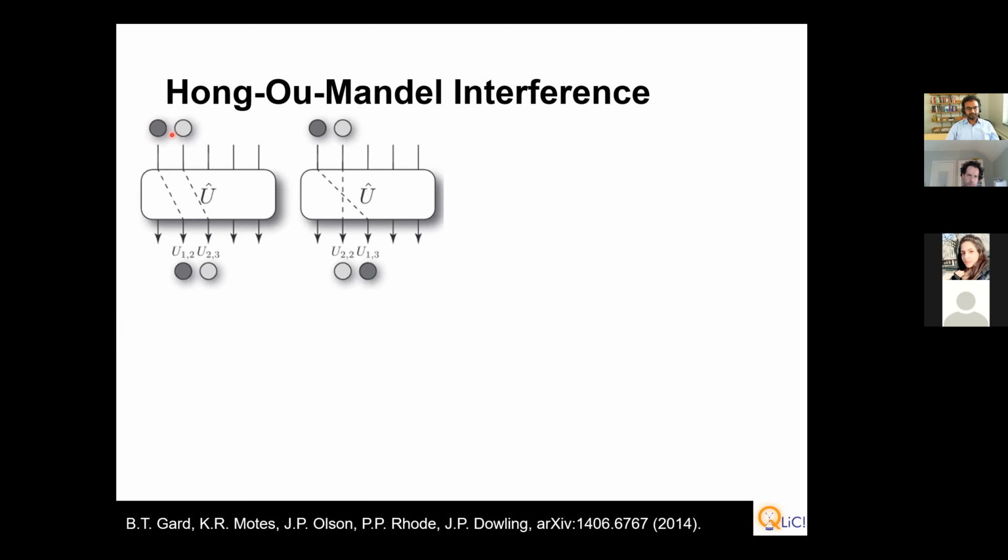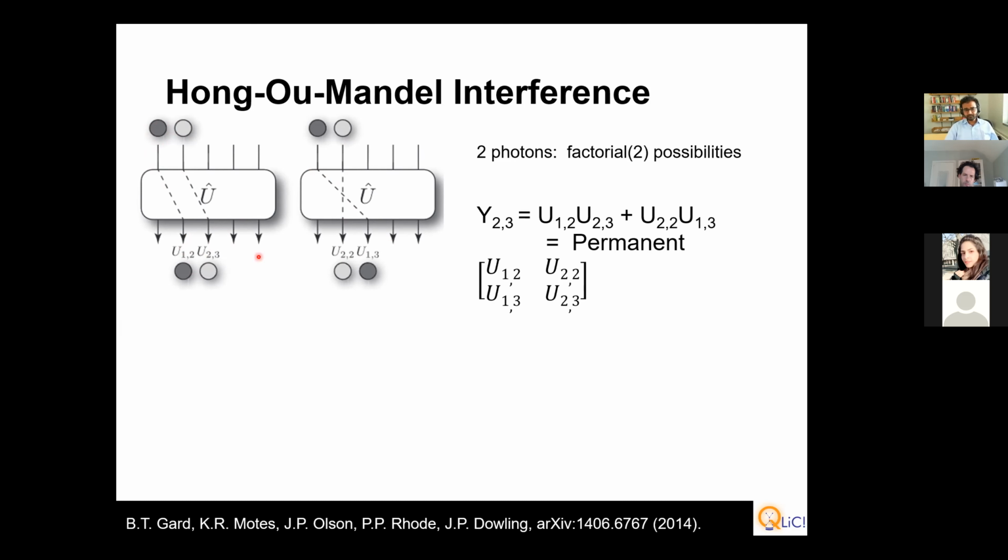Now I'm interested in whether these two photons come out in output ports 2 and 3. Now they have two ways of reaching it. Either 1 goes to 2 and 2 goes to 3, or 2 goes to 2 and 1 goes to 3. So there are two photons, so there are factorial 2 number of possibilities. And the probability that this state would occur is given by just the matrix elements multiplied and then summed together. So it's basically this submatrix, 1,2, 2,2, 1,3, 2,3 submatrix. And this is what's called the permanent of this submatrix.